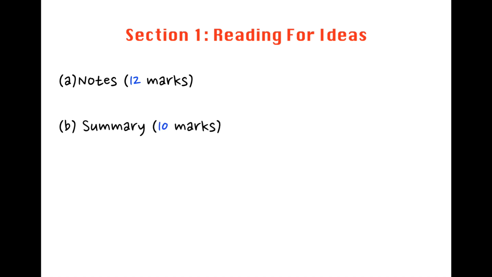So let's have a look at Section 1, which is called Reading for Ideas. Now, Section 1 has 3 parts, and the first of those parts is called note-taking, and there are 12 marks available for that. The second part is called summary writing, for which there are 10 marks, and the third part is called fact and opinion, and there are 3 marks available for that.